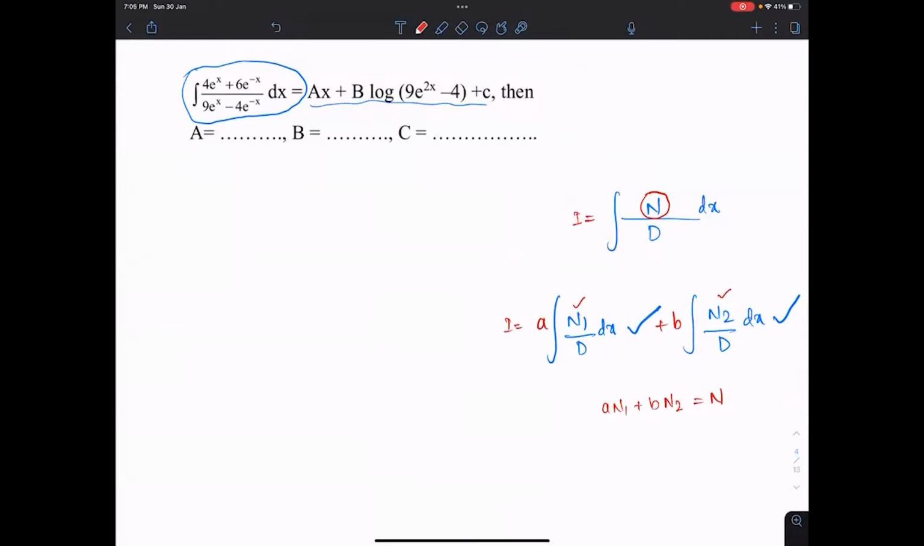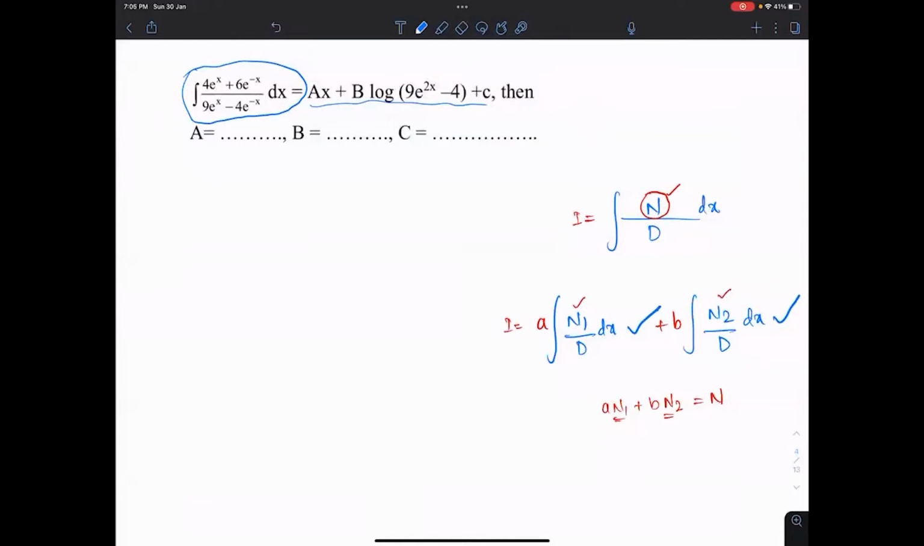So if we can write the numerator in terms of two other numerators, n1 and n2, then you can do it such that both integrations can be solved. We use this method in so many places. One example is this one. I'll give some more now. One example is here.